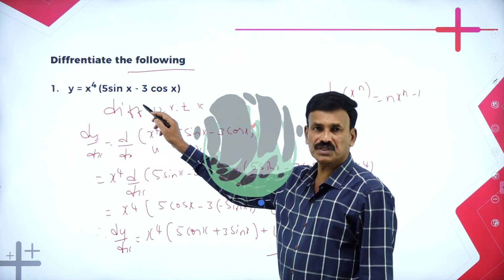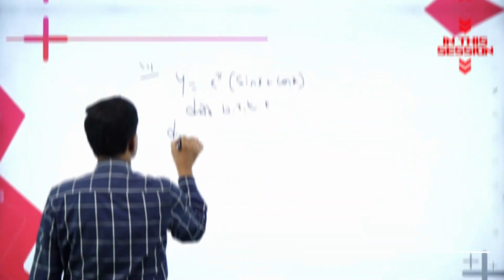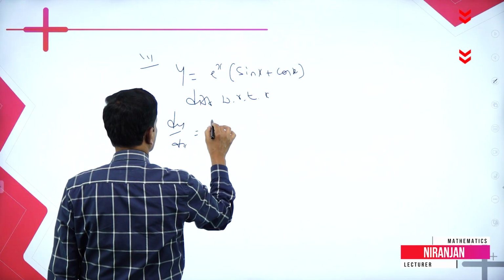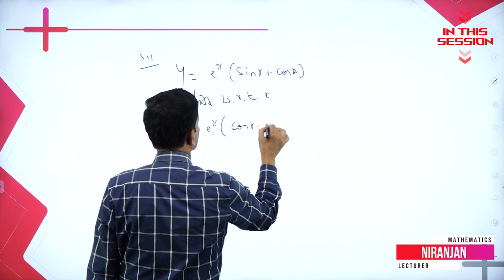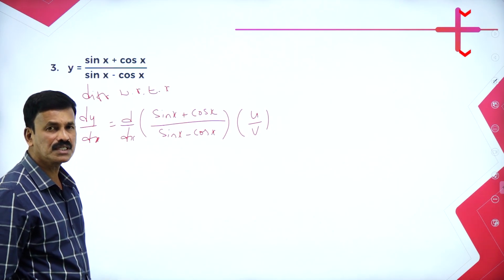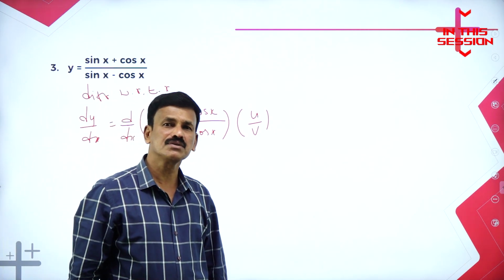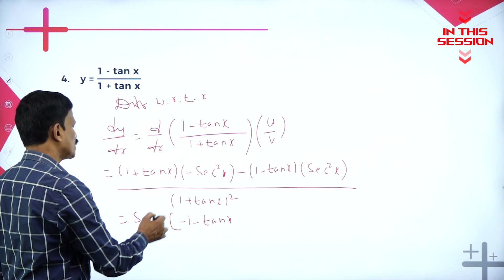First function into differentiation of second function plus second function into differentiation of first function. dy by dx is equal to, this is first function, and differentiation of sin x is cos x and cos x is minus sin x. So numerator by denominator: denominator into differentiation of numerator minus numerator into differentiation of denominator. Secant square x is gone, minus 1 into 1 is minus 1, minus 1 into tan x is tan x.